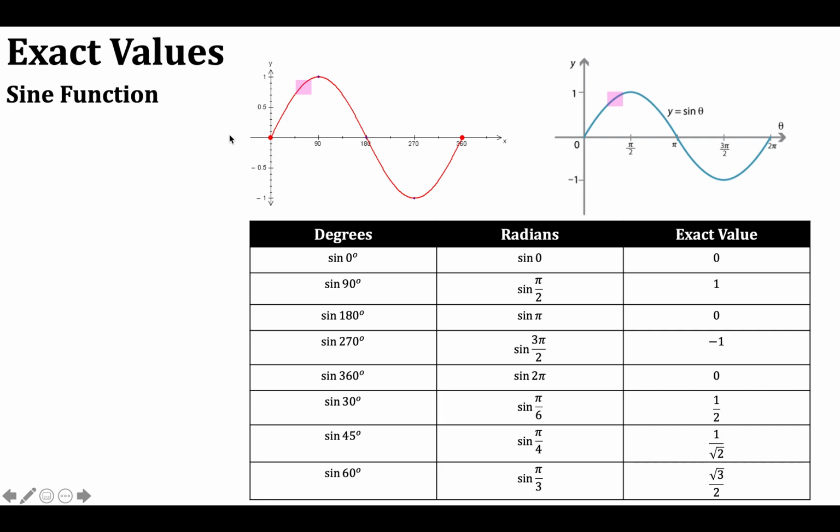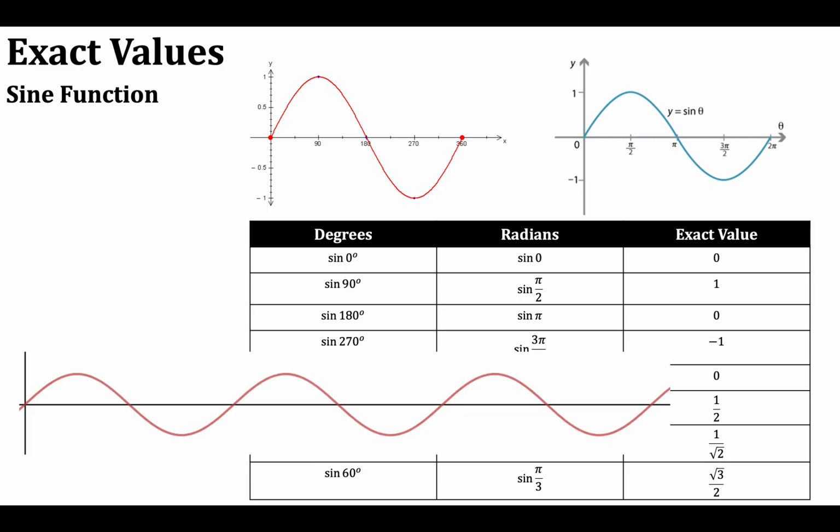Now, as with the three trigonometric functions, the sine graph repeats itself. Here I've shown you 3 cycles of the sine graph, so between 0 and 360 or 2 pi, and then it repeats itself again and again, and it keeps going up to infinity, and it goes backwards as well to negative infinity.